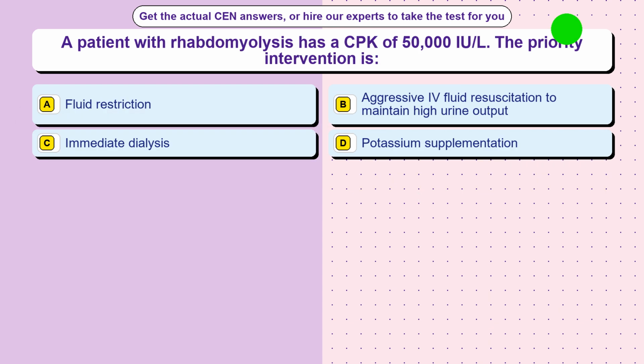Question 15. A patient with rhabdomyolysis has a CPK of 50,000 IU/L. The priority intervention is Option A, fluid restriction. Option B, aggressive fluid resuscitation to maintain high urine output. Option C, immediate dialysis. Option D, potassium supplementation.